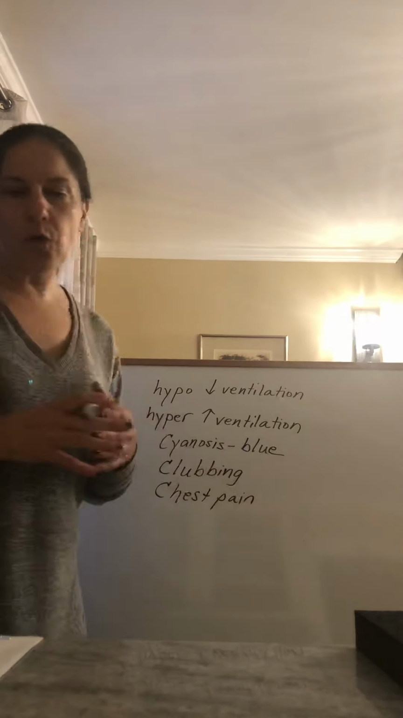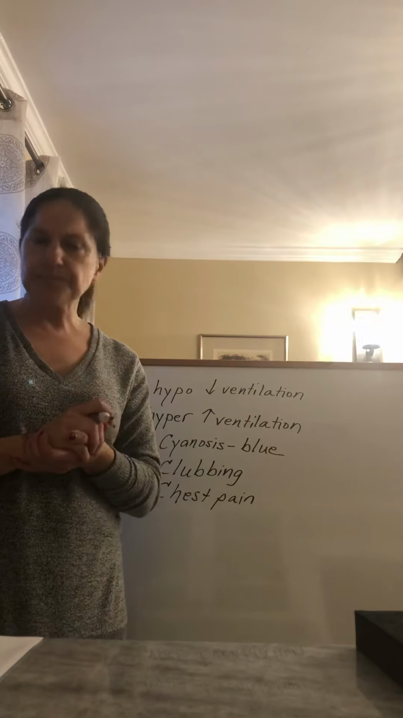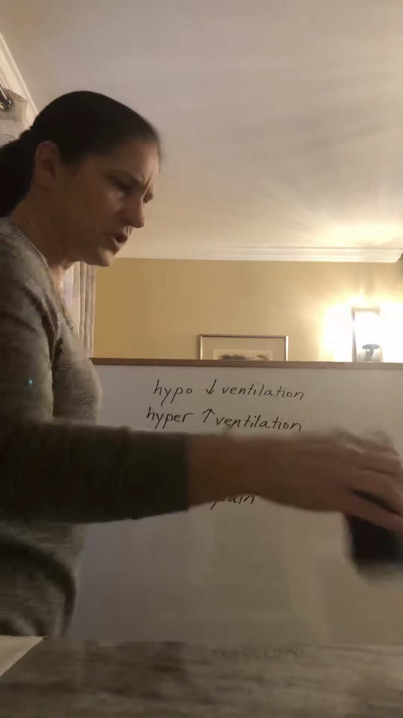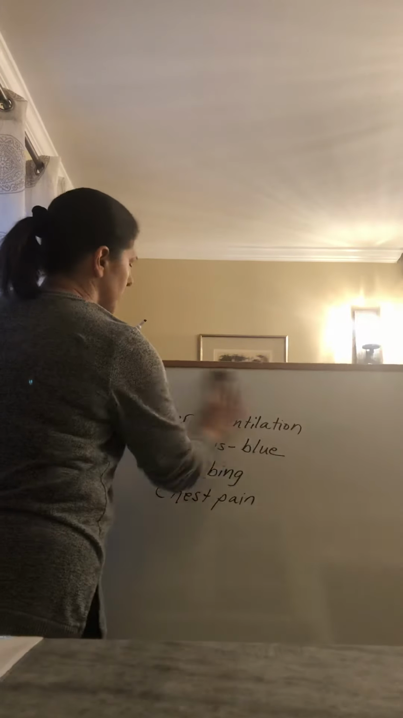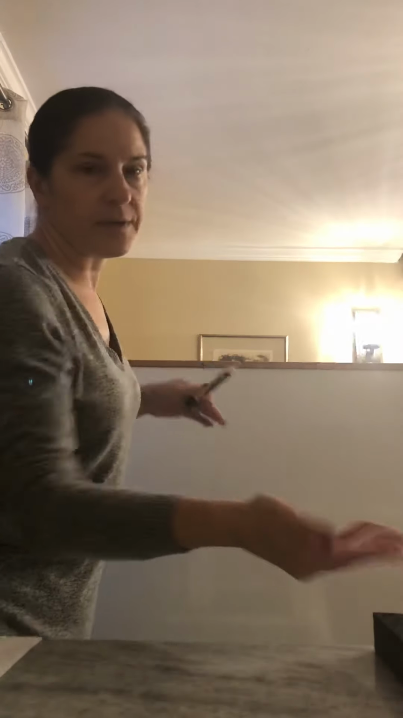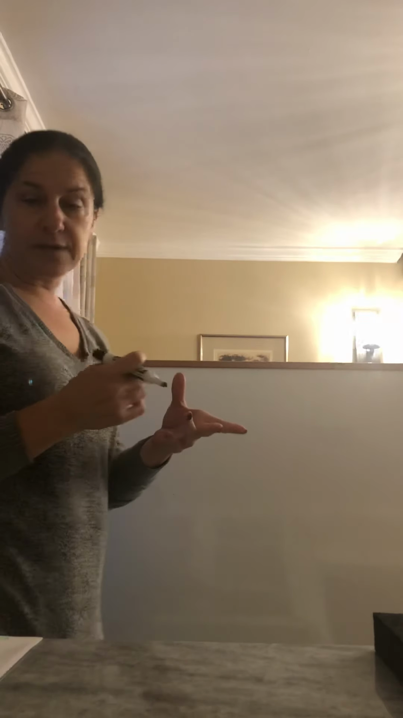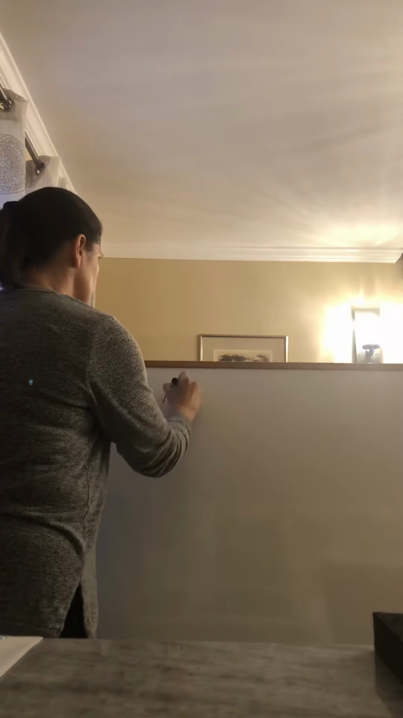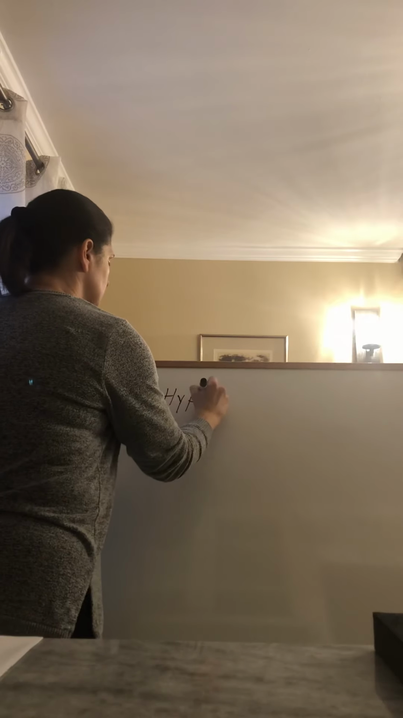Okay, so again, these are overall general signs of pulmonary dysfunction and just some of the words that we're going to use as we're talking about issues associated with the pulmonary system. All right, so let's talk about some of the conditions that can be established as a result of pulmonary disease. The first one on your notes is hypercapnia.